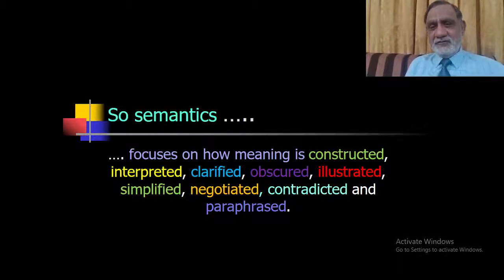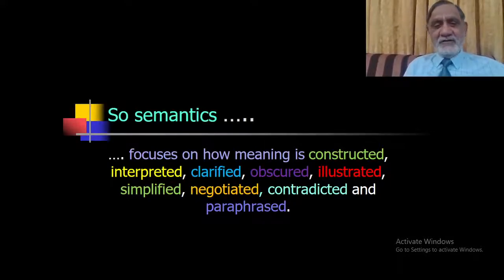Going into further details, semantics focuses on how a meaning is constructed, how it is interpreted, how it is clarified, how it is obscured and illustrated, simplified, negotiated, contradicted, and paraphrased. In one sentence, that is the nutshell of what semantics is all about: how meaning is constructed, interpreted, clarified, obscured, illustrated, simplified, negotiated, contradicted, and paraphrased.